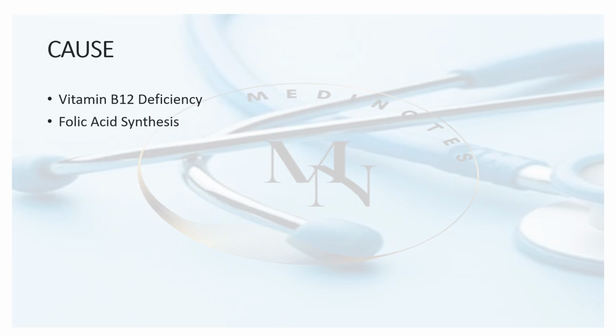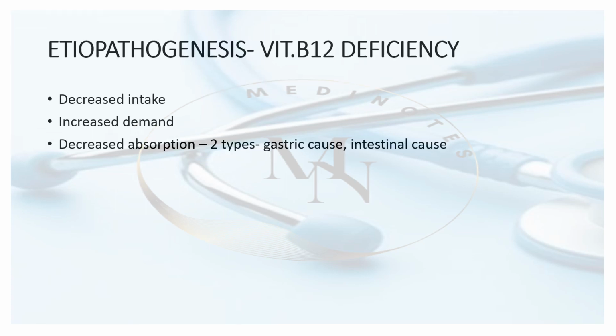So the most prominent causes of megaloblastic anemia would either be vitamin B12 deficiency or folic acid deficiency. It can sometimes be both deficiencies together. So when we look into the etiopathogenesis of vitamin B12 deficiency, it can be caused because of decreased intake.